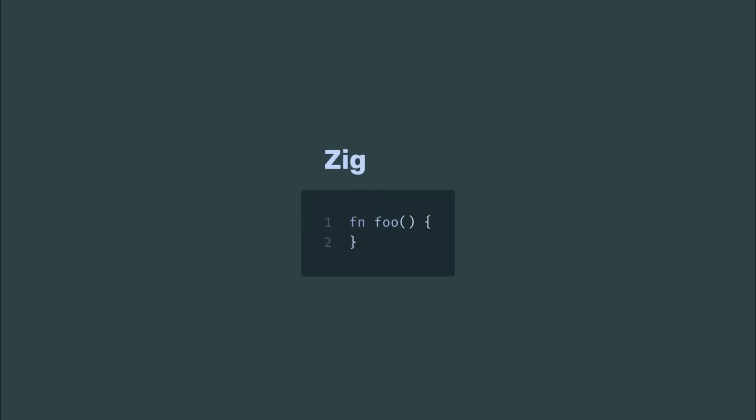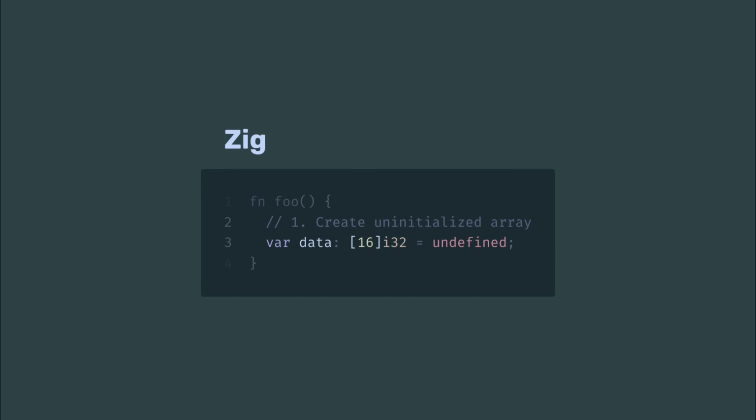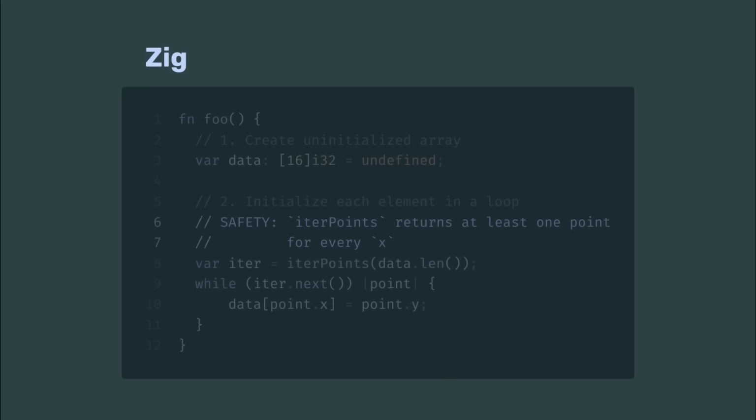Now let's see the equivalent in Zig. As in Rust, we declare our array using the undefined keyword. Then we initialize it in a loop, using the same iterator again, but this time we will need to access tuple values by field names. Right after that, we have our initialized array and we can use it. I still like to have a safety comment in Zig code, even if it's not a standard practice.